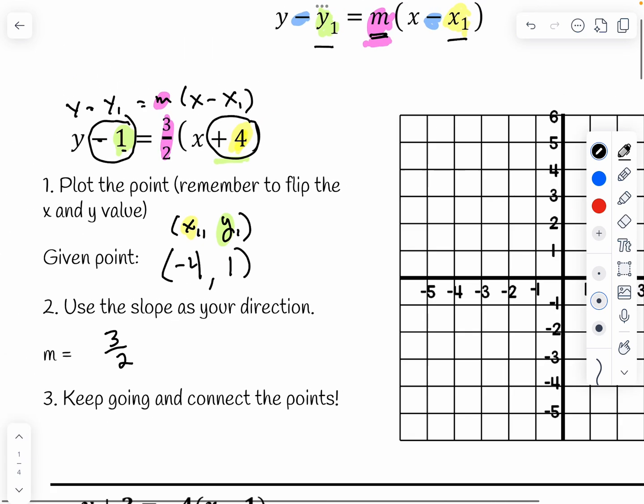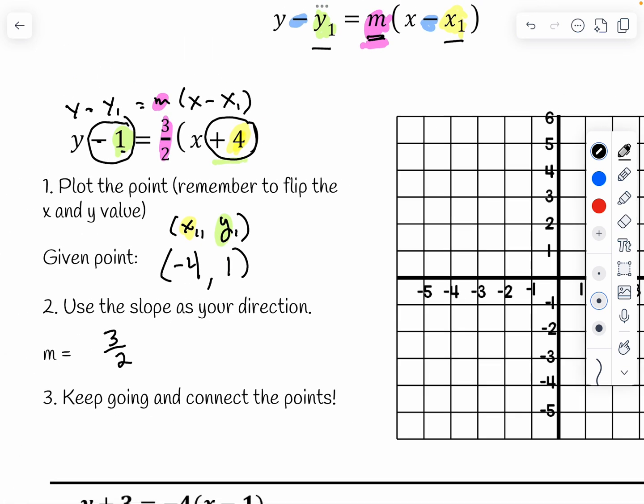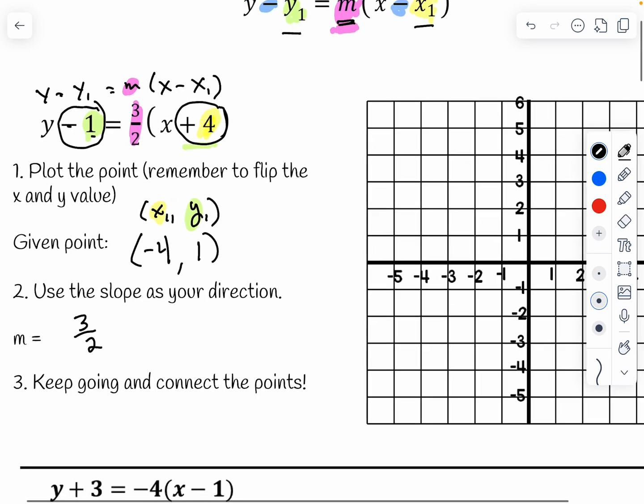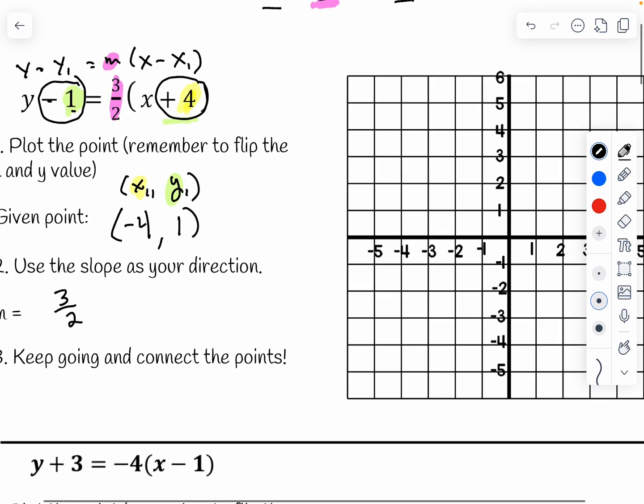Now, how do I use this? Super easy. Go in the order that you see it in the equation. I'm going to graph the point. So the point that I'm going to graph is negative 4, positive 1. So I'm going to come over to the x-axis and find my negative 4. And then I'm going to go up 1. If you're not sure how to graph, remember you can always check this in Desmos. There's your first point. Negative 4, positive 1.